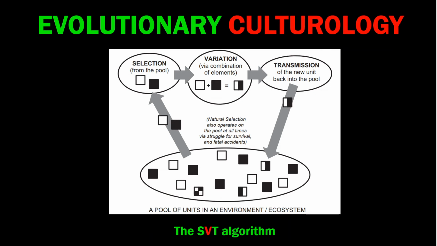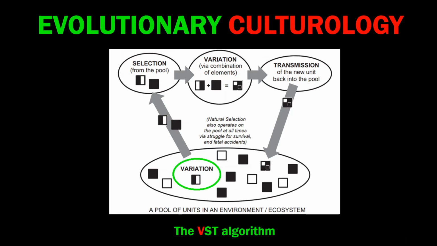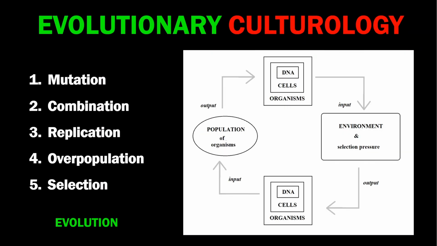As for the two evolutionary algorithms, there's the one up the top in the middle: selection, variation and transmission. So that's one kind of evolutionary algorithm, SVT, as opposed to when the variation takes place in the pool, which could be a mutation. So those are the two different kinds. And evolution as an algorithm tends to go mutation, combination, replication, then overpopulation and selection, which can be one of 4 kinds. And on the right there is an example with a biological population of organisms and the environment.